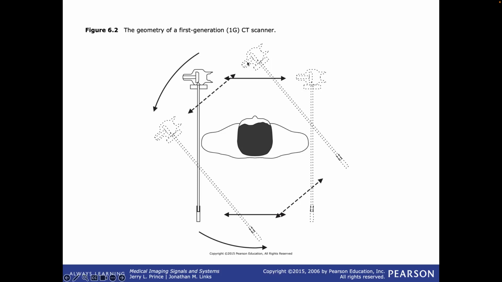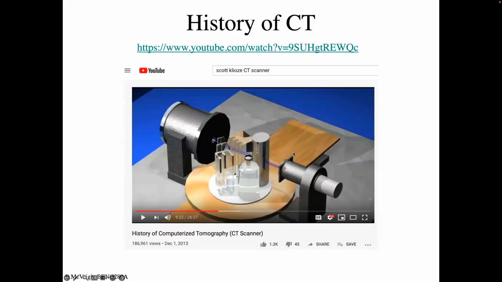So then you rotate and you raster at a different angle. And that produces a lot of data. So this is a mock-up of what Hounsfield did in his lab at EMI back in the 70s, right? He had this detector here and a source here.